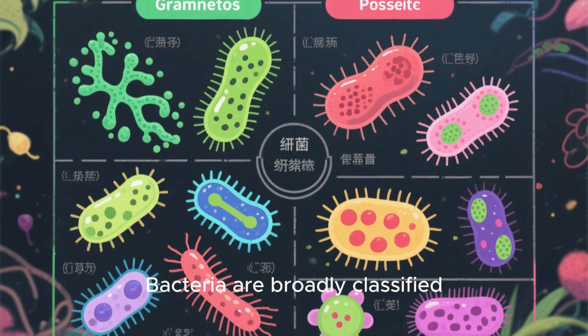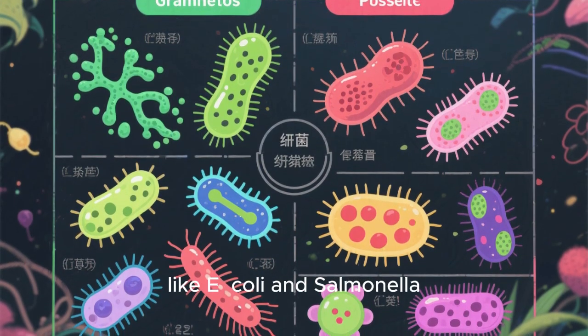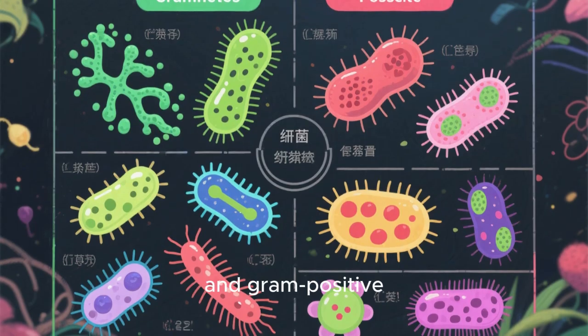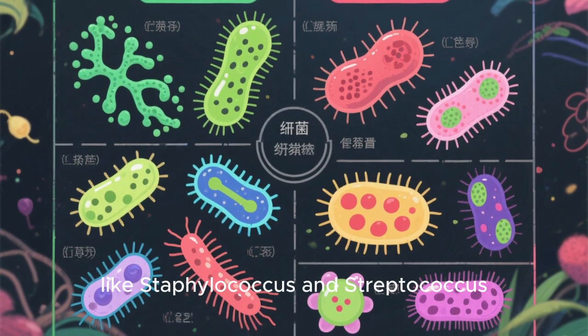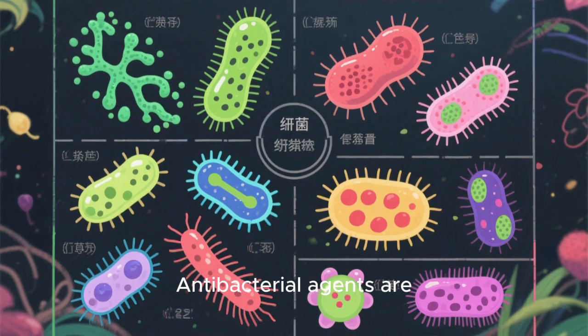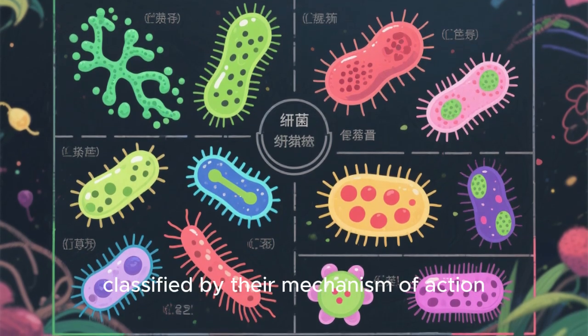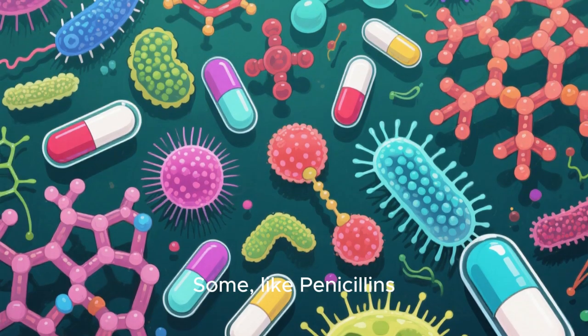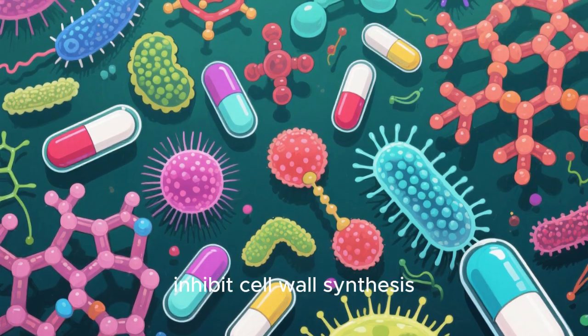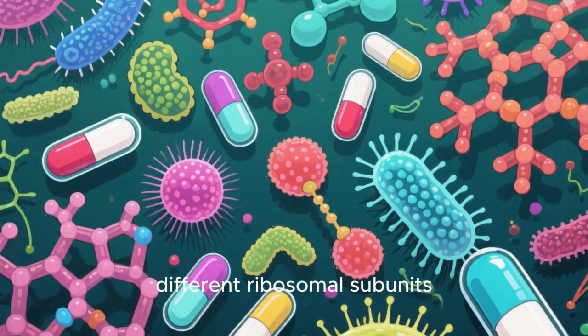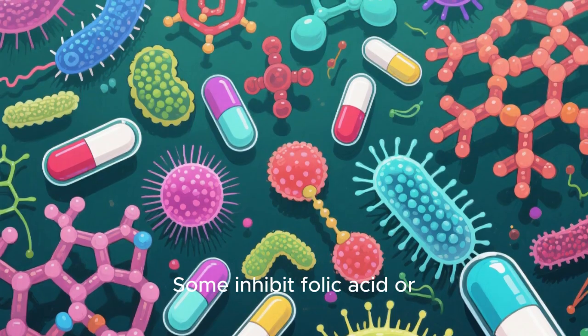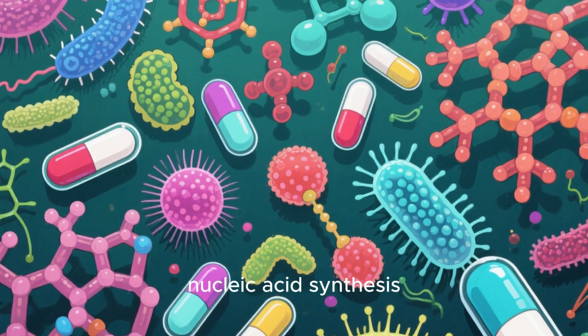Bacteria are broadly classified into gram-negative, like E. coli and Salmonella, and gram-positive, like Staphylococcus and Streptococcus. Antibacterial agents are classified by their mechanism of action. Some, like penicillins, inhibit cell wall synthesis. Others inhibit protein synthesis at different ribosomal subunits. Some inhibit folic acid or nucleic acid synthesis.